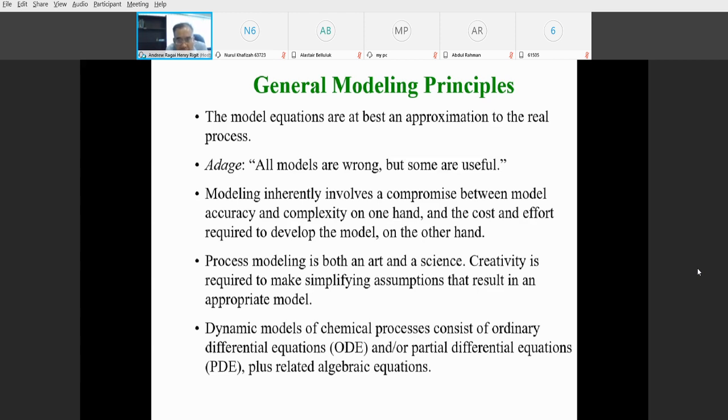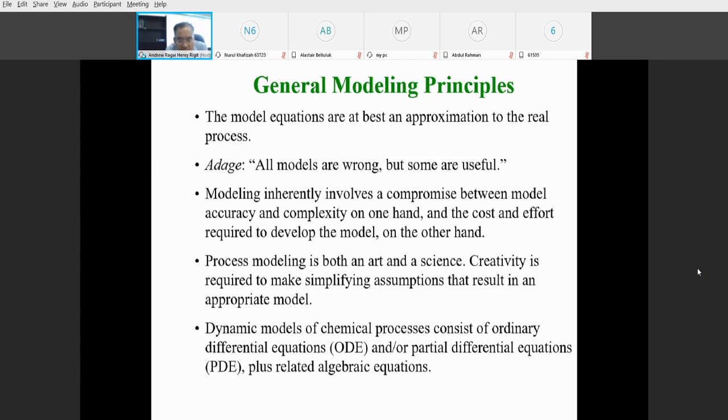So creativity is required to make simplifying assumptions. We talk about assumptions now. They result in an appropriate model. With our assumptions, we come up with a mathematical model. And our assumptions normally are simplified assumptions.